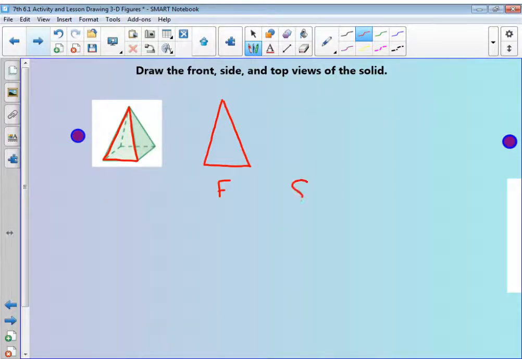My side view, well, if I turned and I looked at it from the side, I would see once again a triangle. So here's a side view. So I would see a triangle from the side.